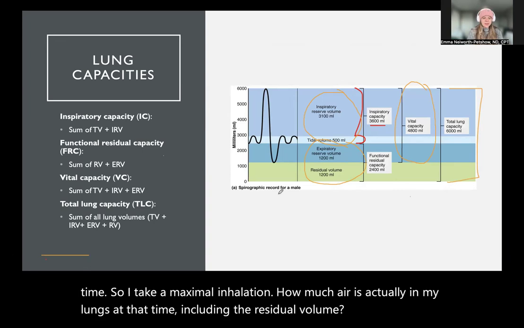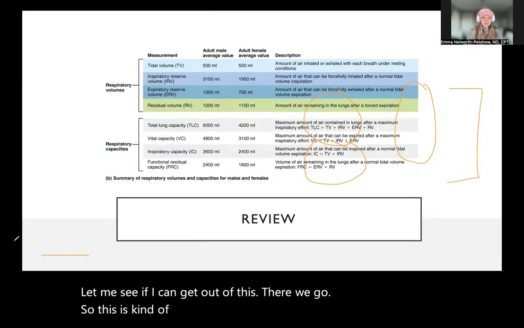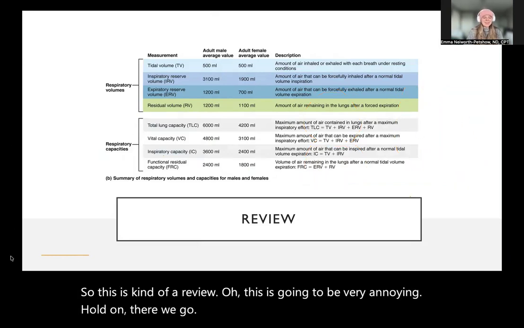Let me see if I can get out of this. There we go. So this is kind of a review. Oh, this is going to be very annoying. Hold on. So this is going to be a review.